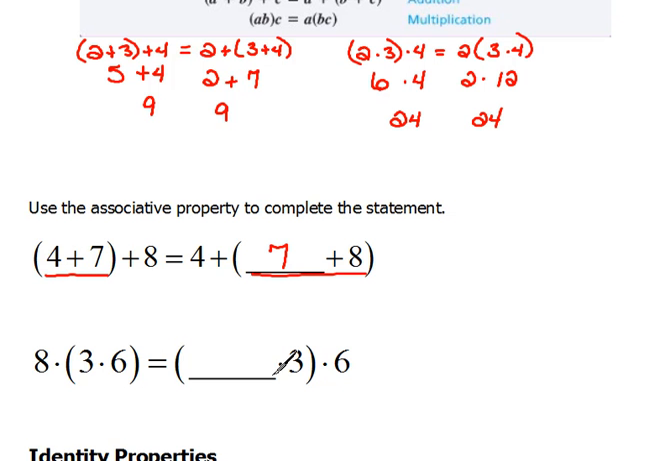Here we have an example of the multiplication one. (8 × 3) × 6 is equal to what × (3 × 6)? Well, again, that would be 8. Our order does not change, we're just reassociating items.